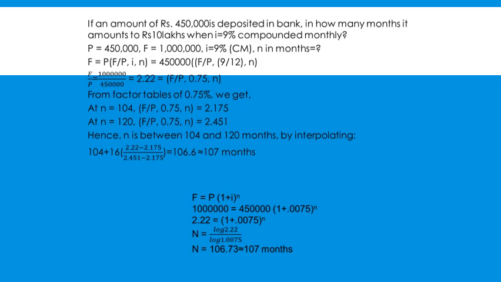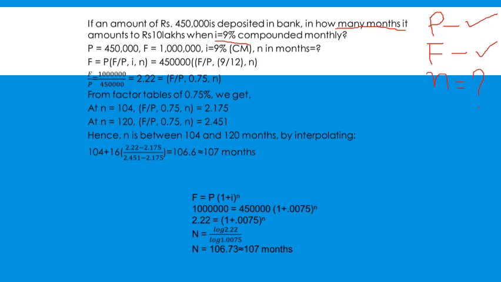An amount of rupees 4.5 lakhs, that means 4,50,000 is deposited in the bank. That means when do we deposit? We deposit today. Today is nothing but P. P is known to me. In how many months does it amount to rupees 10 lakhs when I is equal to 9%. That means F becomes 10 lakhs. That is also known to me. And I is also known to me. Then what is to be calculated? In how many months? What is the notation used? N. N is equal to how much? That is the question asked.